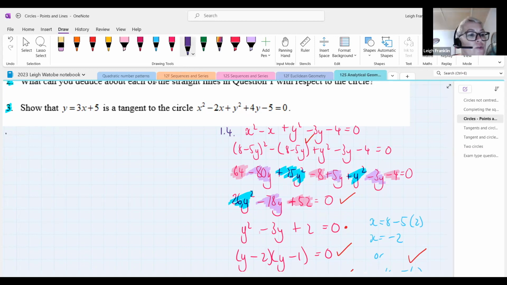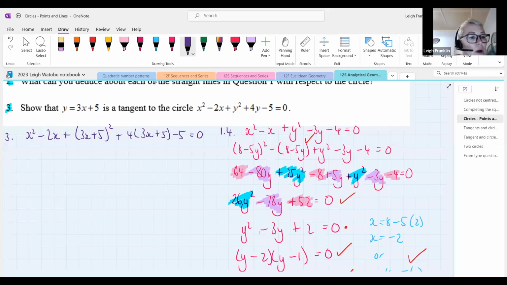So in question 3, you would just go and sub in. You'd end up with x squared minus 2x plus y squared. So that would be (3x plus 5) squared plus 4y. So 4 times (3x plus 5). And then I've got to remember to bring down the minus 5 and make it equal to 0.